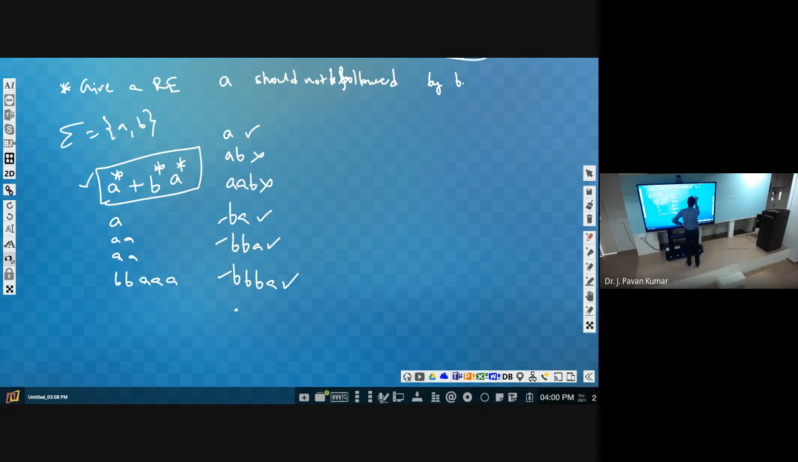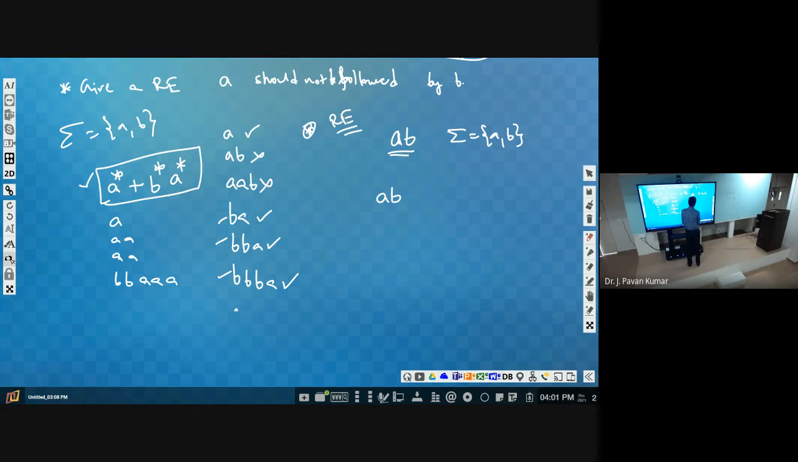The regular expression for strings which start with AB, let us say. That means Sigma will be A comma B. Now, what is the regular expression? Try to note down these questions and answers. It should start with A and B, so this is mandatory. Afterwards, we can have either A or B.